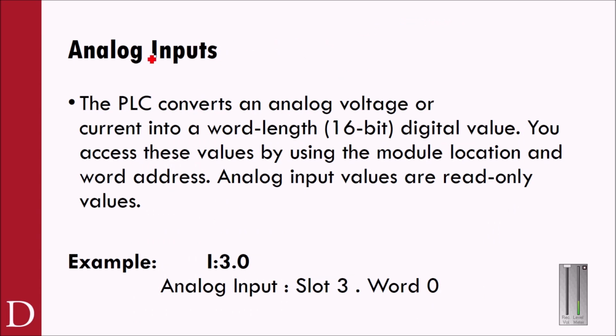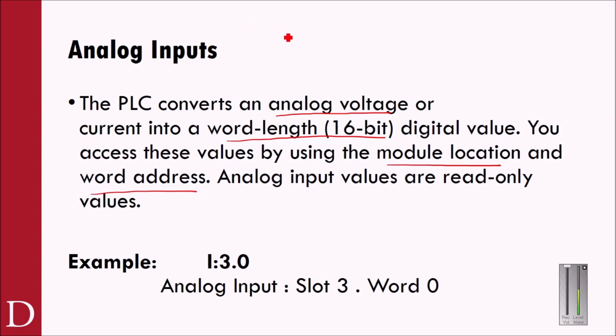So analog inputs. What do analog inputs do? Well, the PLC converts the analog voltage or current, okay, we're going to deal with voltage, into a 16-bit word that we call a digital value. You access these values by using the module location and the word address.